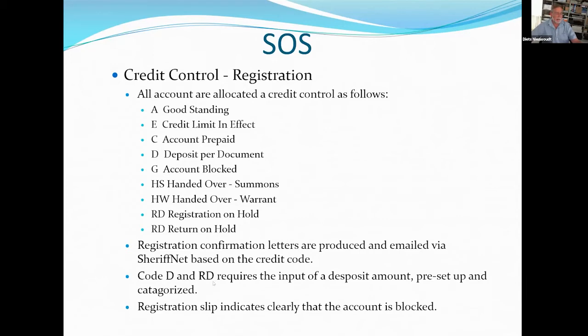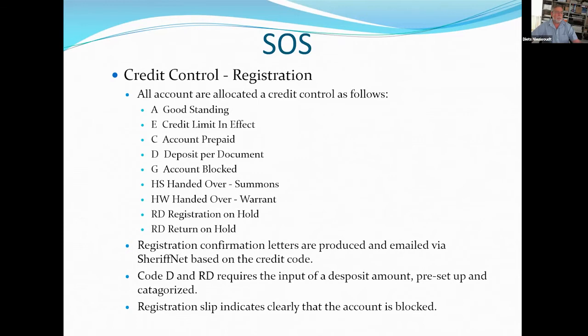I must just mention here that credit codes D and RD require the input of a deposit amount. So we can classify our processes, for example, a summons, 300 Rand, removal, 1,200 Rand, that type of thing, and ask for that deposit before we start even with the registration or the serving process. Importantly, also the registration slip, I float the thing over it, it says account blocked. So anyone in the office knows that this registration slip lying around the office is for an account that is blocked.